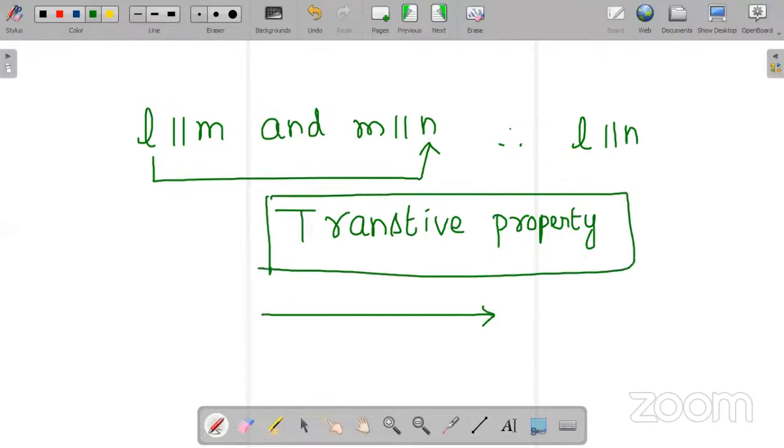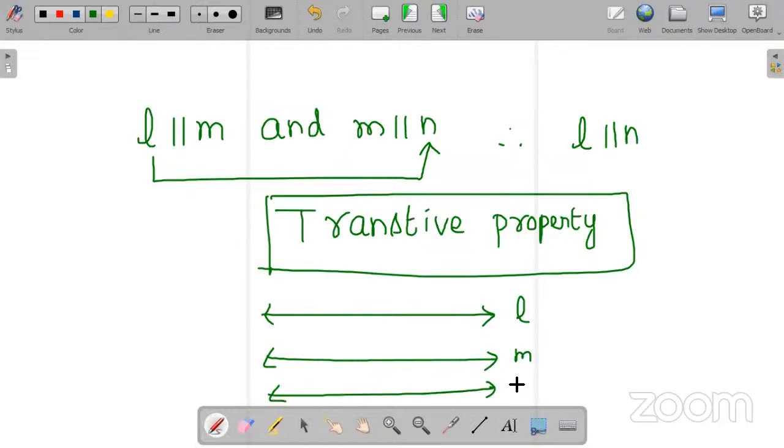For example, this is L parallel to M and M is parallel to N. So these two are also parallel. That means L is parallel to N. Clear? Yes or no?